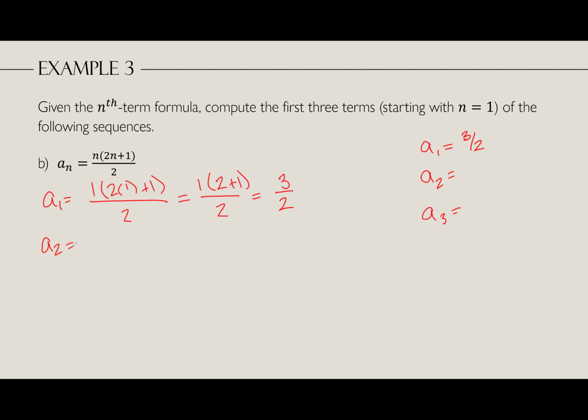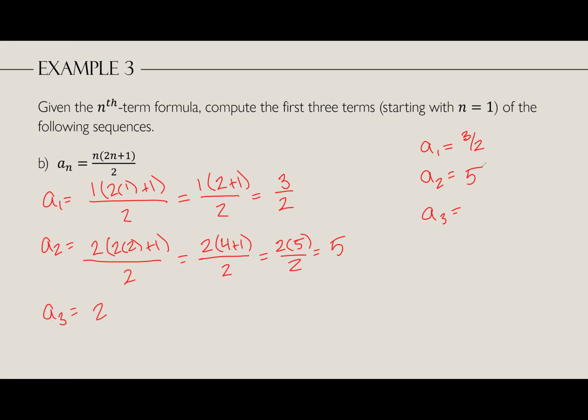A2, I'm going to go through these a little bit quick because they're largely calculation, but feel free to take a pause to catch up as needed. I'm plugging in 2 for n. I get, let's see, 2 times 4 plus 1 over 2, or 2 times 5 over 2. But also my 2's cancel out, leaving me with a nice 5.